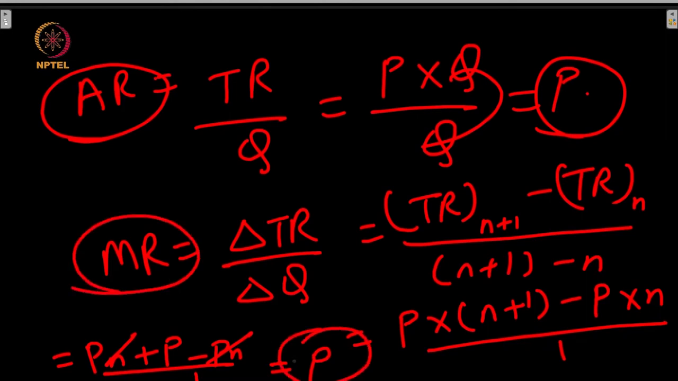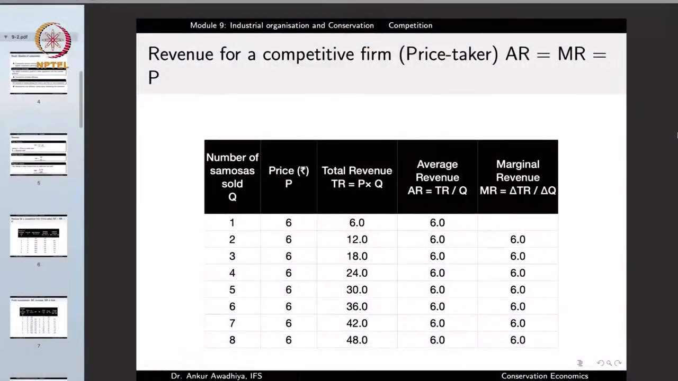So in total, what we can write is that AR is equal to MR. The average revenue is the same as the marginal revenue, which is equal to the price at which the goods are being bought and sold.